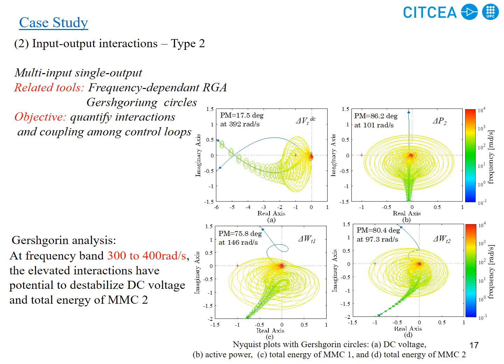However, with regard to the active power and the total energy 1, the Gershgorin circles do not encircle -1, so they are safer.